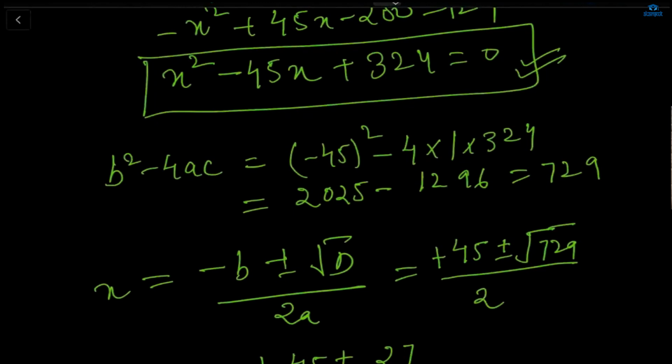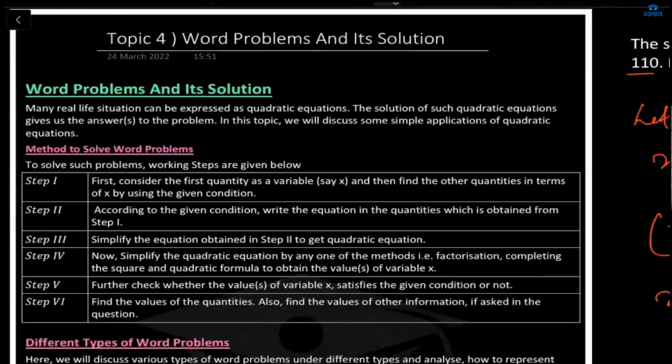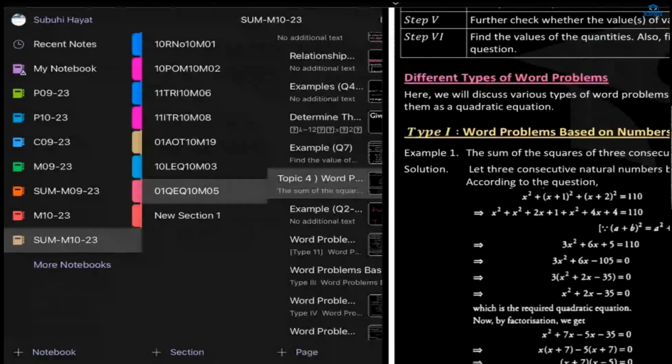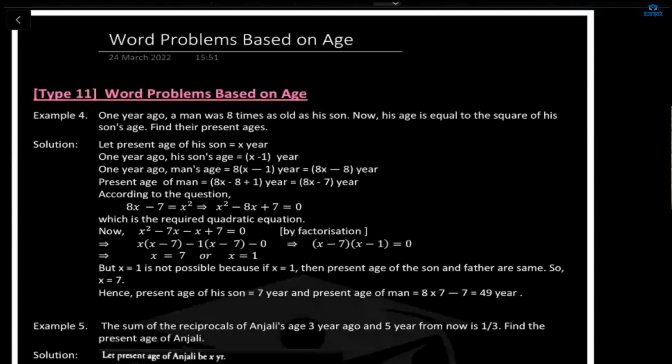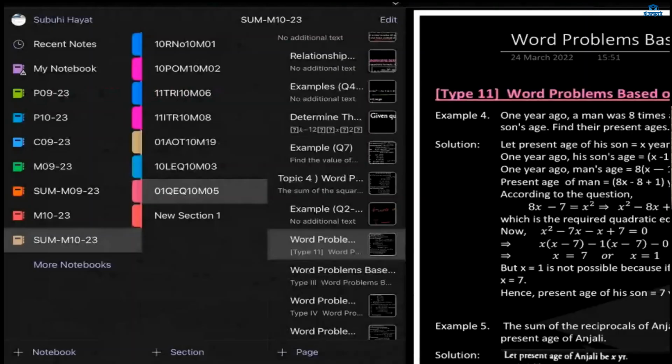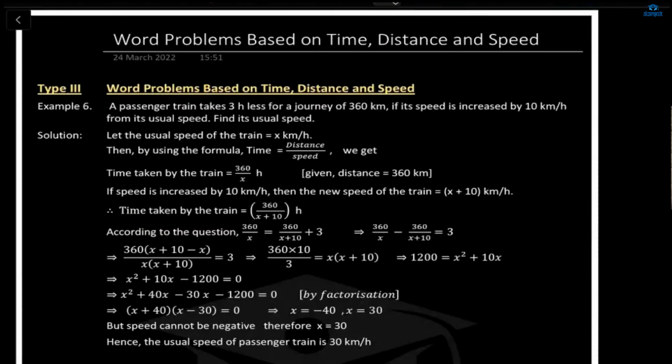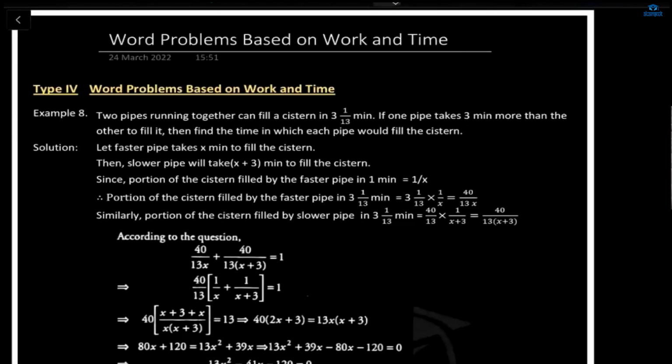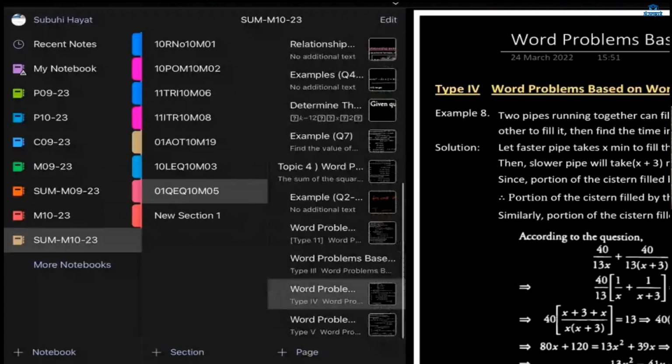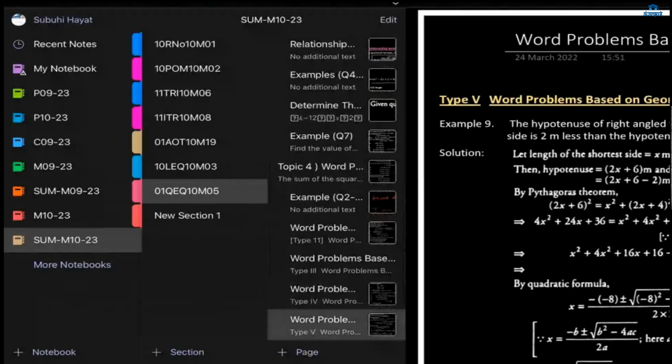Any doubt in this? Yes, Safia? We have seen only one type of word problem, that is 2-digit numbers, word problems based on numbers. Now there are so many word problems that we will be checking: based on age, time, distance and speed, like we did in work and time. All these word problems are necessary. In your examination, you will get a word problem either from linear equation or from quadratic equation.